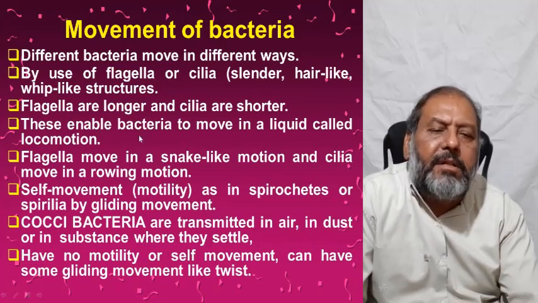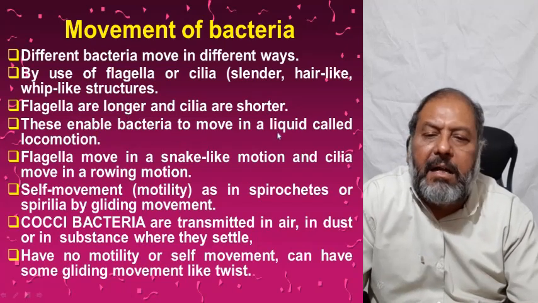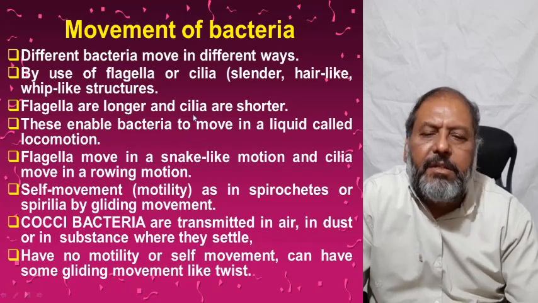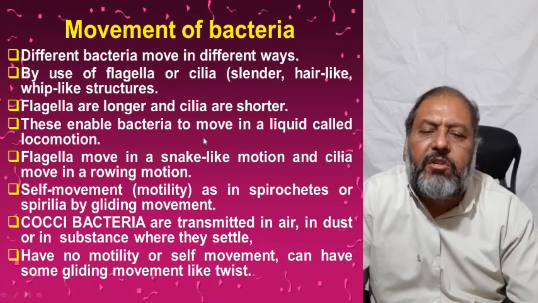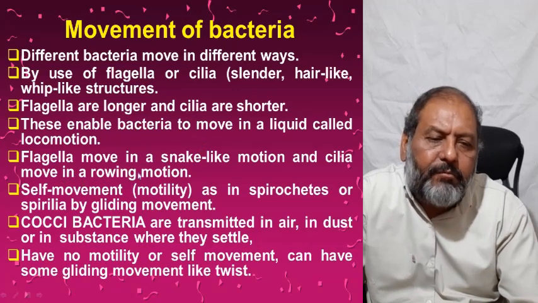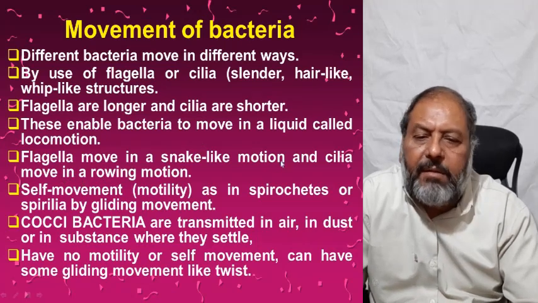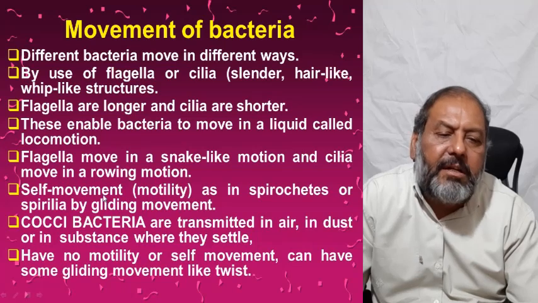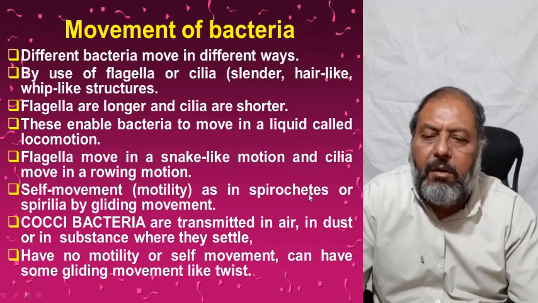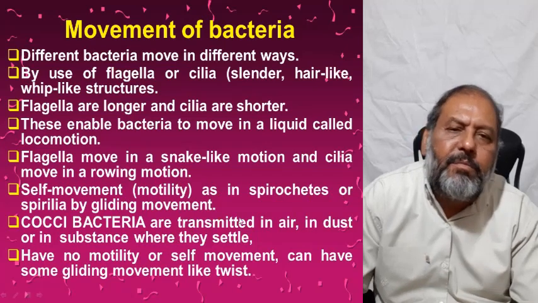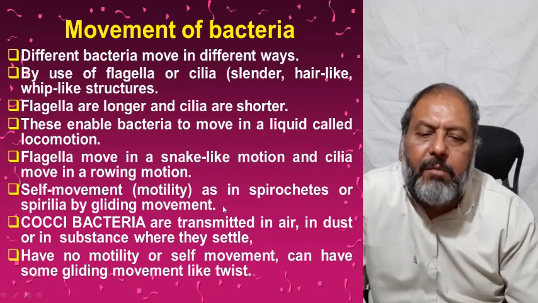These enable bacteria to move in a liquid, called locomotion, by these cilia. These are just the oars of the ship of bacteria. Flagella move in a snake-like movement and cilia move in a rowing motion. Self-movement, motility, as in the spirochetes or the spirillea, is by a gliding movement, which is called the gliding movement.